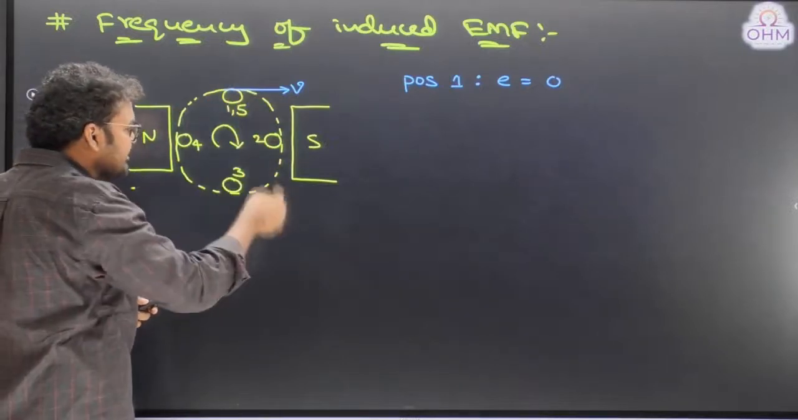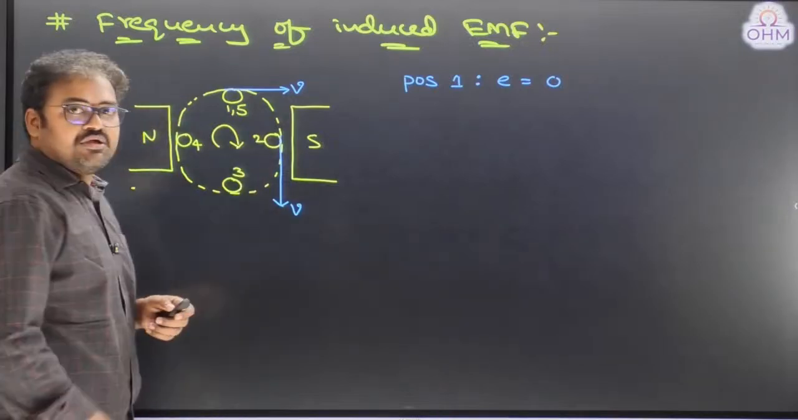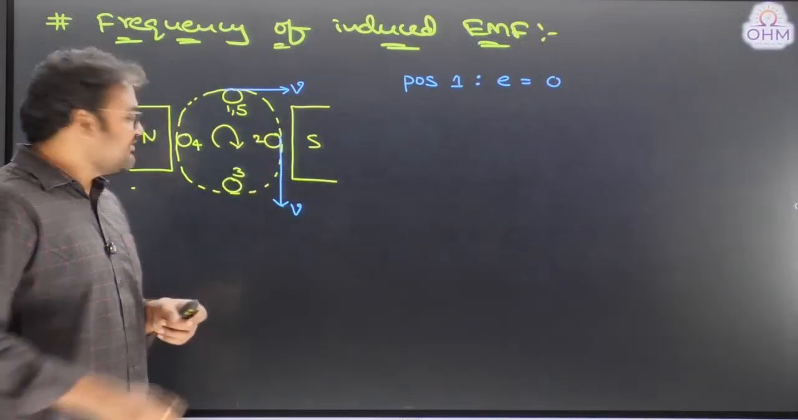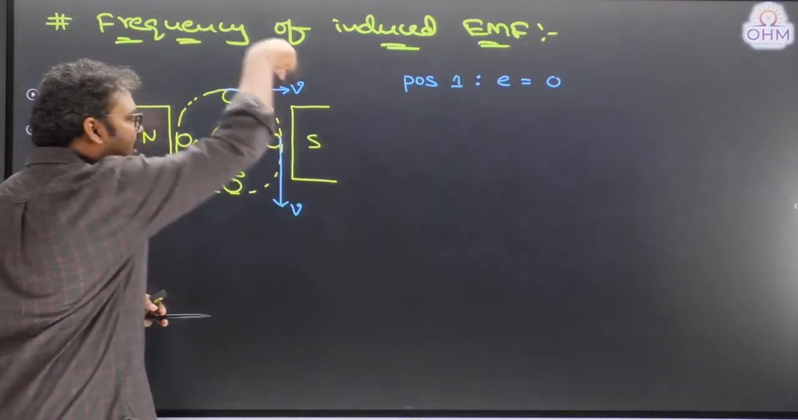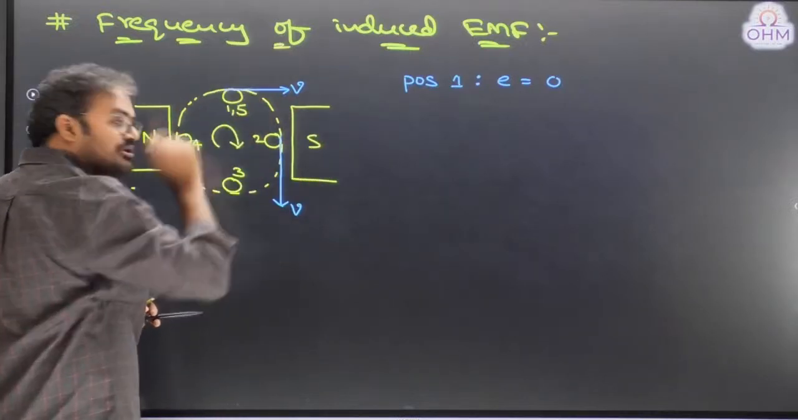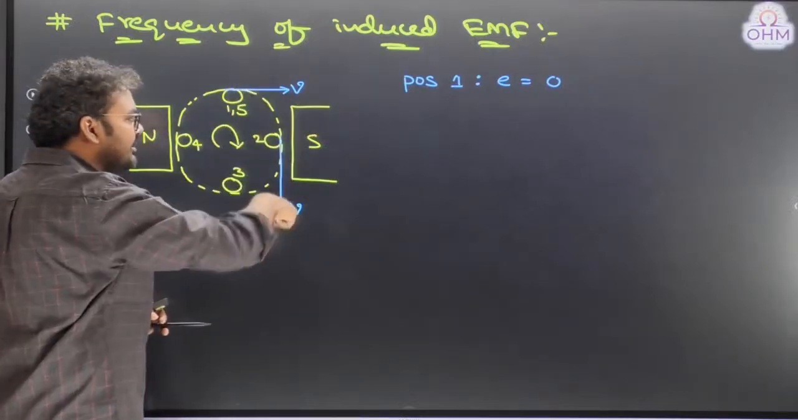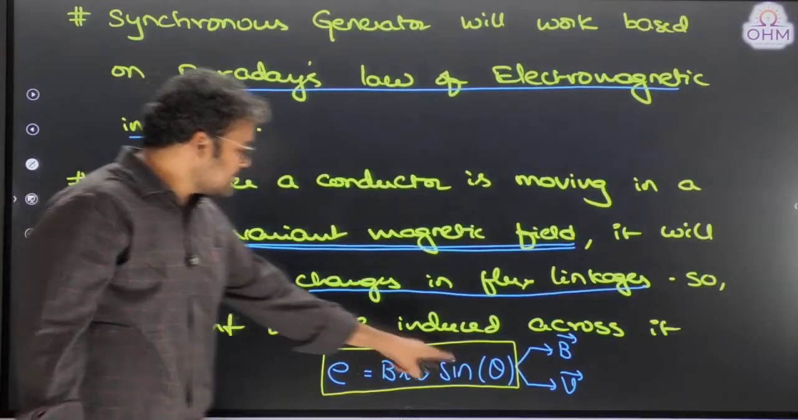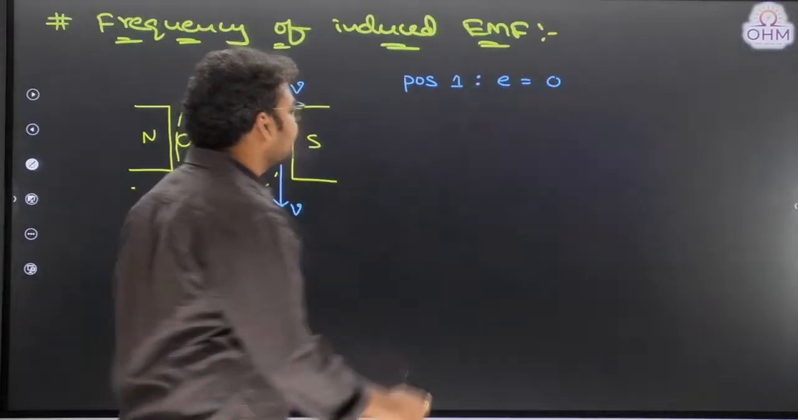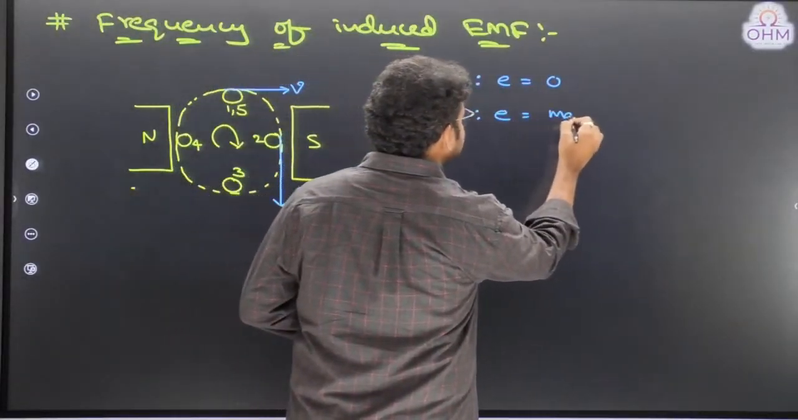Now look at position number 2. Clockwise movement means, can I say the conductor was moving in a downward direction at a velocity V? Now, what is the direction of the magnetic field? Magnetic field is always from north pole to south pole. The conductor was moving in downward direction. So, what is the angle between flux lines and conductor movement? 90 degrees. And if you use that 90 degrees here, what is sine 90? Maximum. Therefore, at position number 2, the induced EMF is a maximum value.